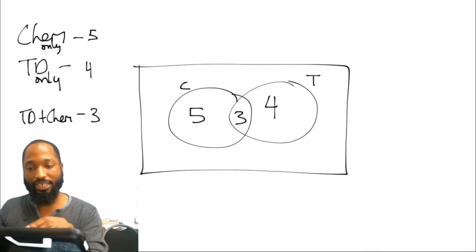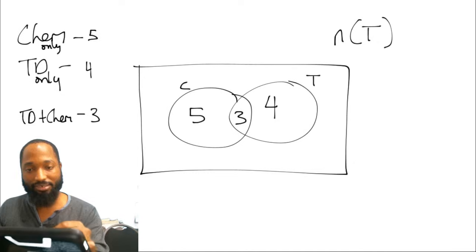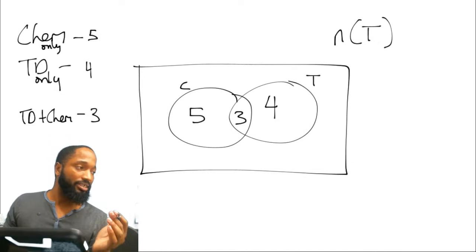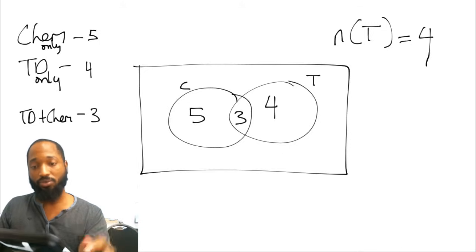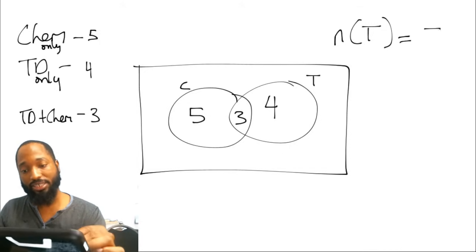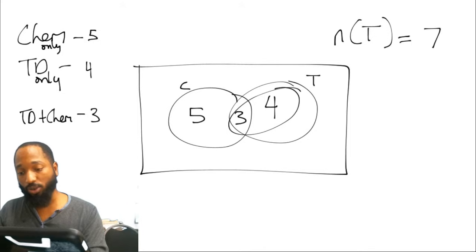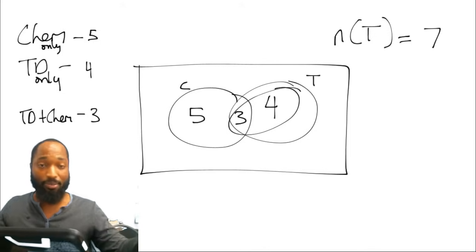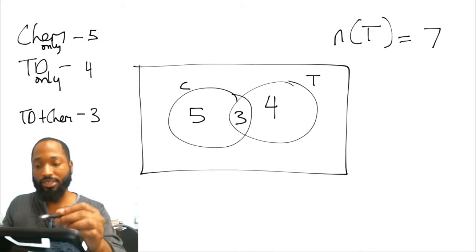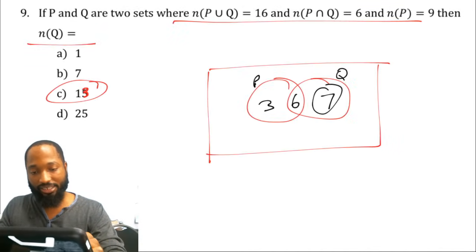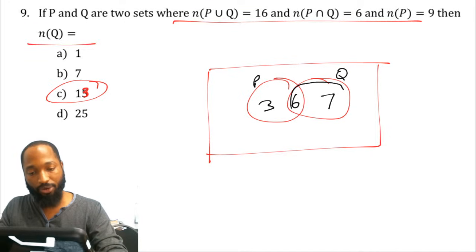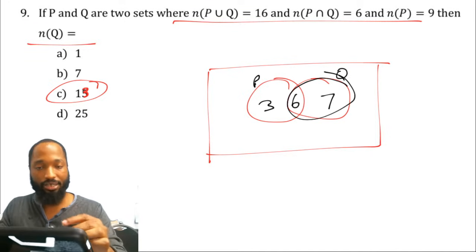But if a question is asking you the number of people doing TD, technical drawing only, that number of people is not 4. That number of people is actually 7. Because you need to also include how many doing both. Well, you can't leave them out because they're doing Chem too. So it's 7. Right? And it's the same thing occurring here. The answer is not 7. The answer is how many people doing, how many in Q as well.